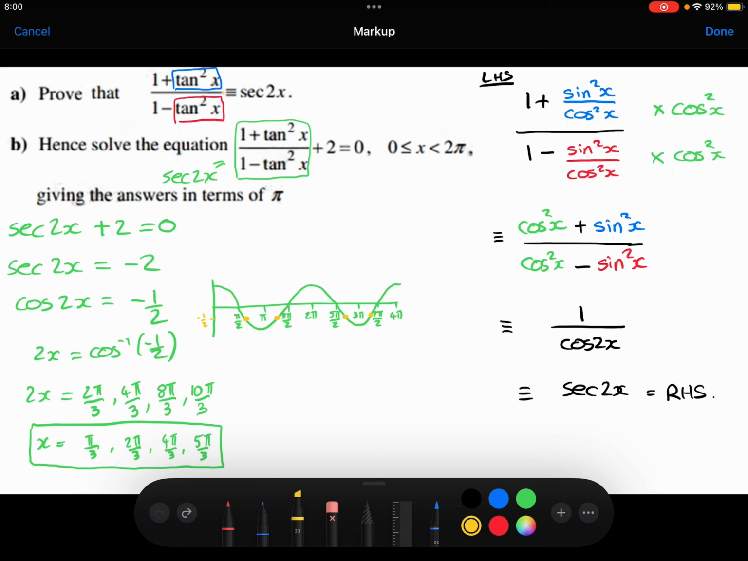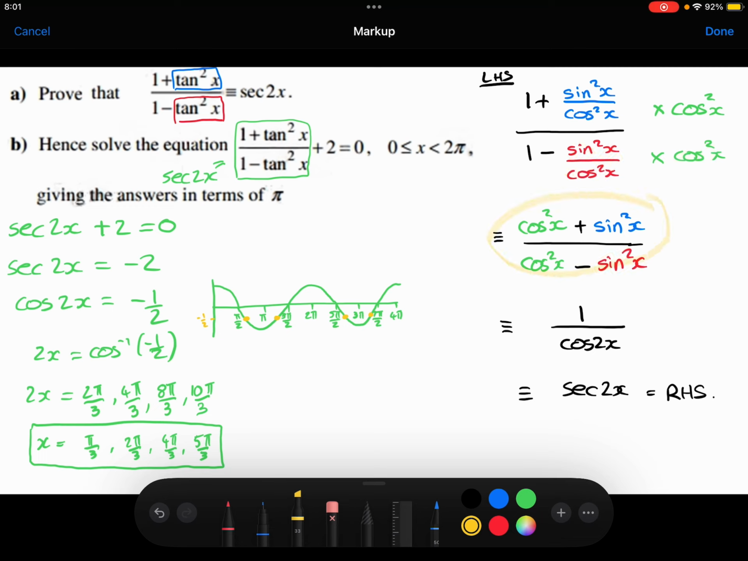So let's go through each step, because the 1 will also be multiplied by the cos squared, of course, which gives me cos squared. Then, like I say, the sine squared over cos squared times cos squared. The cos squareds will cancel out and just leave me with the sine squared. Moving to the denominator, the 1 times the cos squared is cos squared. The sine squared over cos squared times cos squared will just leave me with the sine squared because the cos squareds have cancelled out.